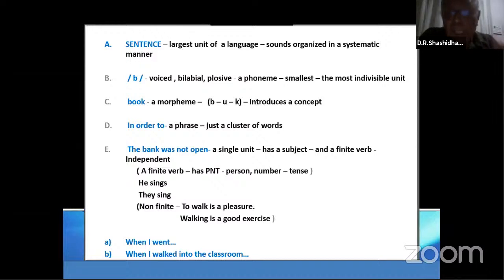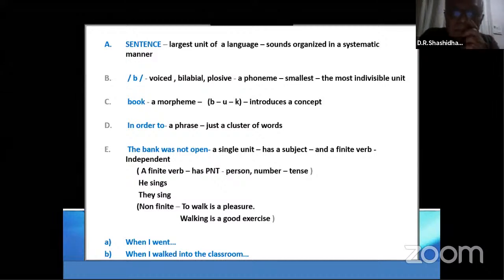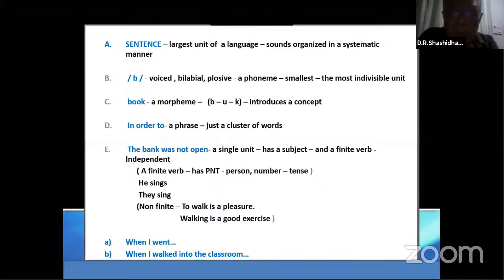Okay, a finite verb has person, number, and tense. So if a sentence has to be meaningful, it should have at least a subject and a verb, very much like: corona spreads, the baby sleeps, he sings. In all this, you notice the verb in this particular example that you find on the screen, he sings. Sings is a finite verb.